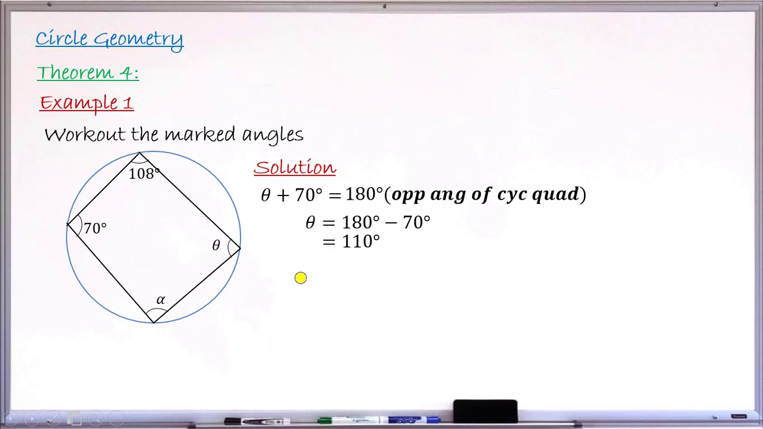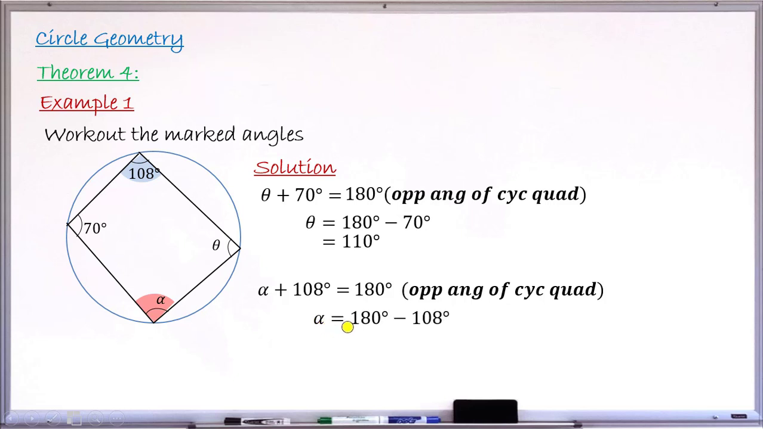So the addition of alpha and 108 will give a result of 180 degrees, because the two angles are opposite angles of a cyclic quadrilateral. So taking 108 to the right hand side becomes minus, so you now have alpha equals 180 minus 108. Subtracting 108 from 180 correctly gives a result of 72 degrees. So the size of this angle alpha is now 72 degrees.